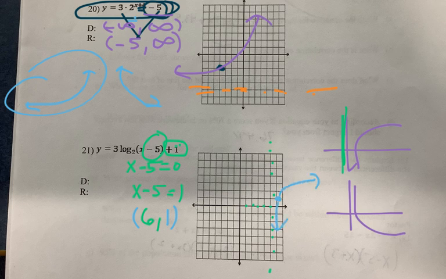So there you go. My domain goes all the way to this vertical asymptote, but does not touch it. So therefore, my domain is 5 to infinity. My range is everything. There you go.